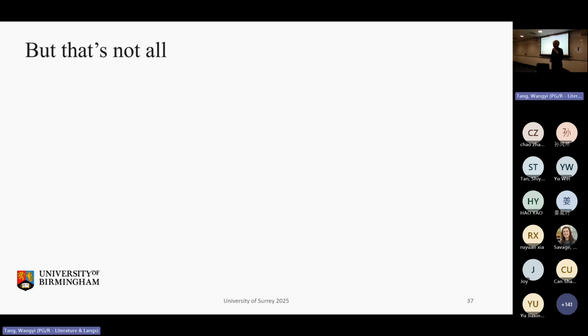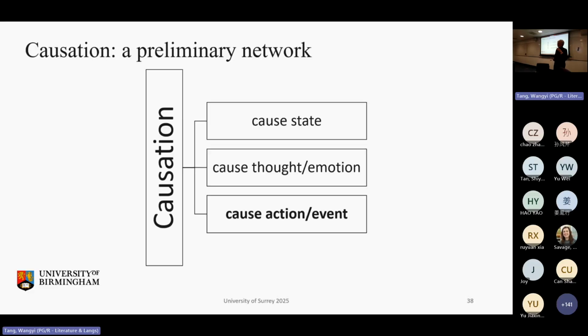Sadly, that's not all, but I'm not going to take you through the rest of it in quite as much detail, you'll be relieved to know. So in fact, if you look at causation, causing an action or event is only one part of causation. You've also got causing a state, making a change in state, and you've got causing a thought or emotion. So making somebody afraid, for example, making somebody think something.